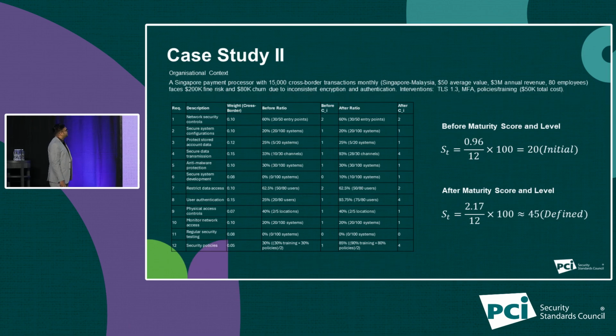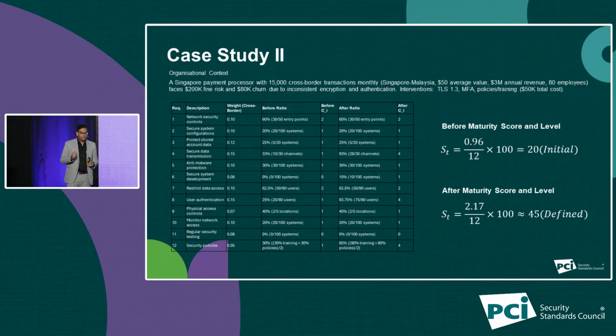A Singapore payment processor with 15,000 cross-border transactions monthly faces $200,000 fine risk and $80,000 churn due to inconsistent encryption and authentication. Interventions: TLS 1.3, MFA policies, training, $50,000 total cost. Even here, with the initial and before, I've gone deeper with the number of entry points and how they have been covered, so that you get more details. For example, in the fourth, secure data transmission, there were 30 channels before, and out of that, 10 were encrypted. Now 28 are encrypted, so that moves to level 4. So you can see the before and after maturity score has moved from 20 to 45.